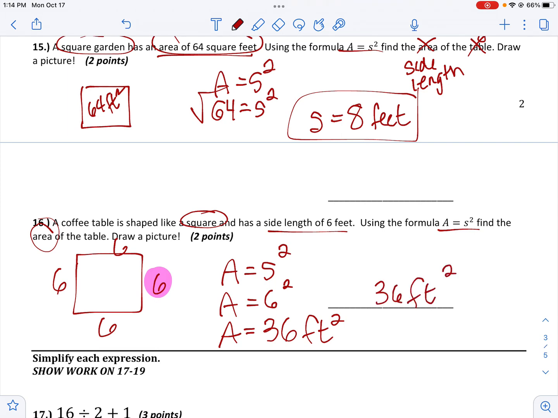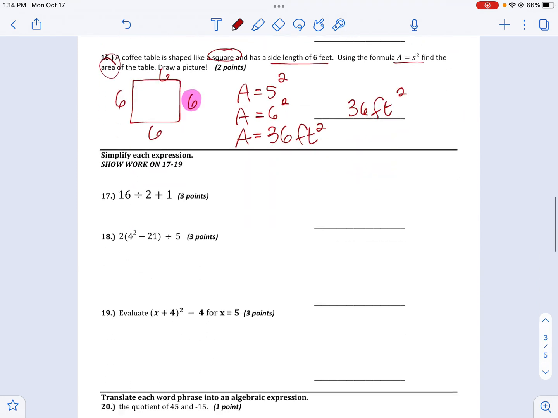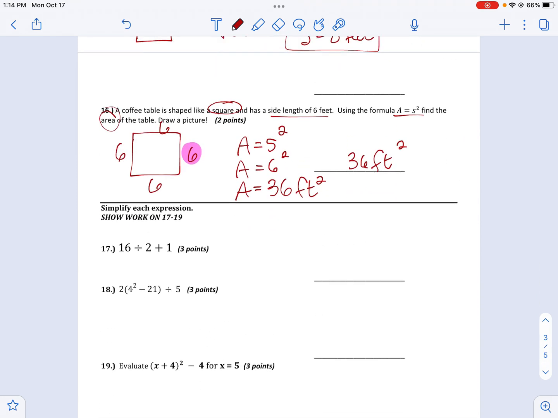All right, so that's numbers 1 through 16. Please click on the other video for the remaining part of this practice test.